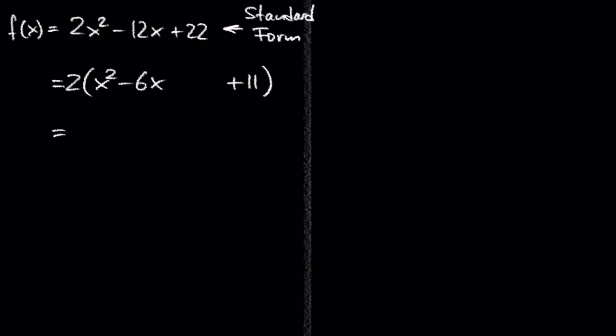The next step is the most important one, which is also called completing the square. We have to add something to x squared minus 6x in such a way that we can write it as x plus or minus something in parentheses squared.